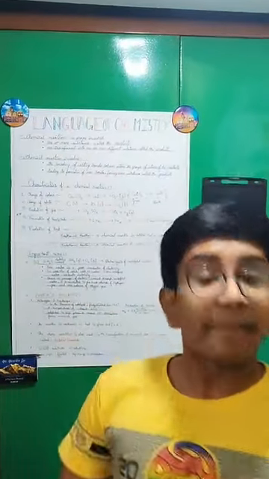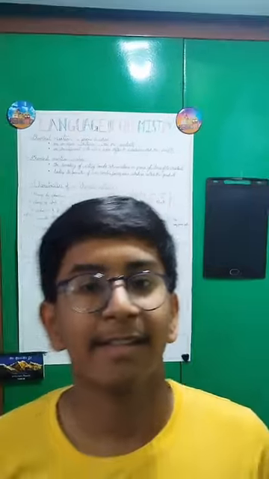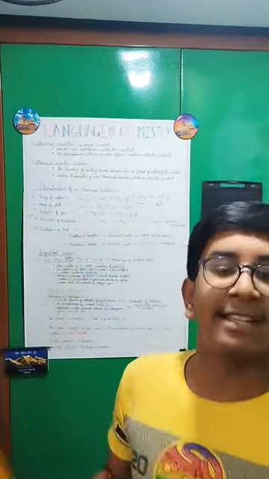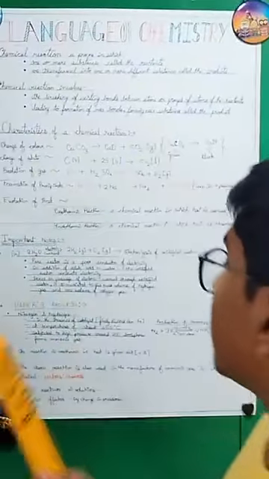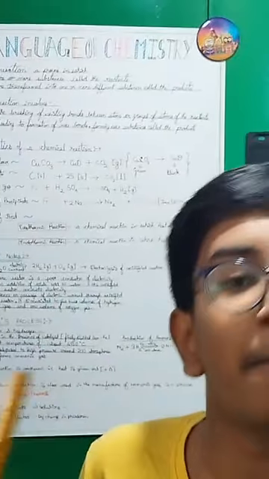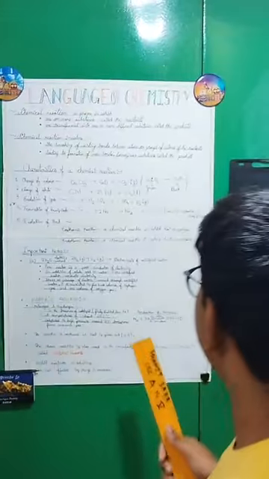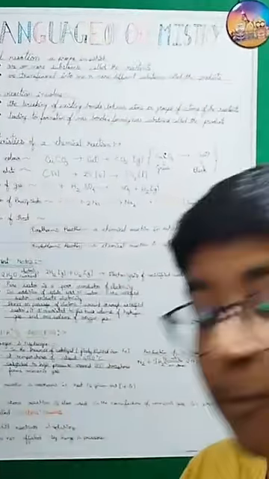Now, this is the most important part, that is the Haber's process. This process is named after the scientist Haber, who introduced it. So here we have to understand the formula for the equation first. It is used for the production of ammonia.